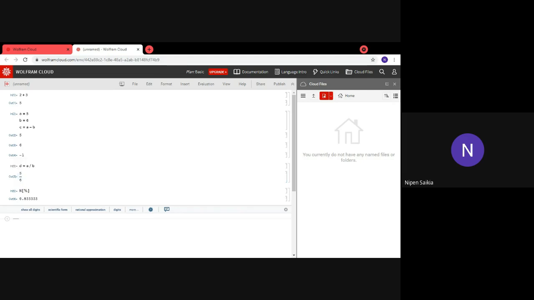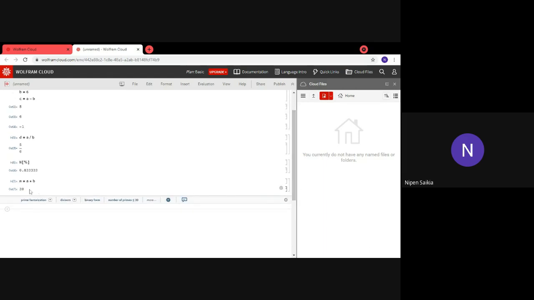Then for multiplication, suppose we want to find the multiplication of the values a and b. So I will write a star b, and then I will press shift enter. So I will get output as 30.